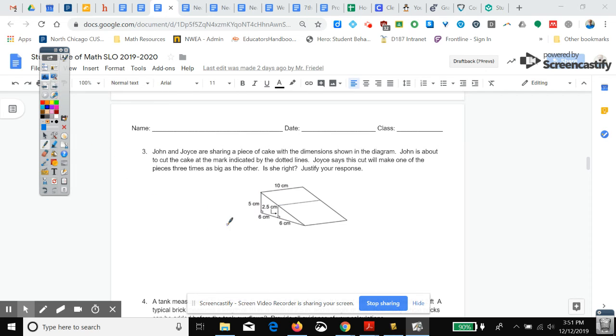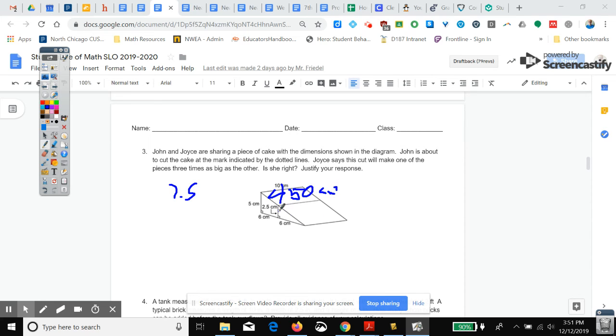So we've got 5 plus 2.5 is 7.5. So I'm going to look for you adding that up. And then you're going to multiply by 6, and 7.5 times 6 is 45. And then multiply by 10. So the volume of this is 450 centimeters cubed.